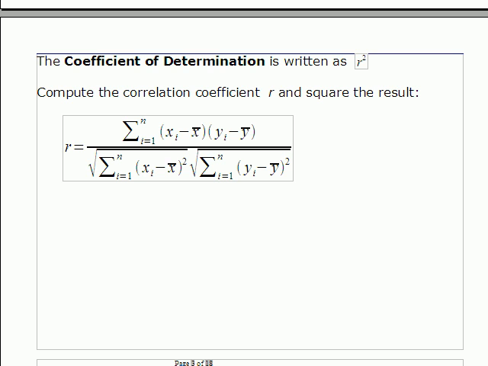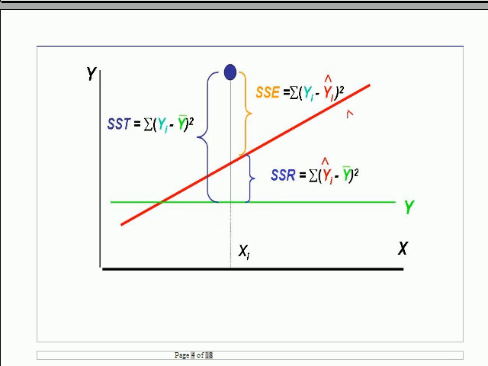Now the coefficient of determination is written as R squared, and you know R previously as the correlation coefficient, and it's true, you can compute the coefficient of determination by just taking the correlation coefficient, which you computed previously, and squaring the result. There is another way to compute the coefficient of determination. We're going to look at this other way to compute the R squared, not because it's necessarily a better way, but because it explains some of the terms that you will see frequently in least squares fits.